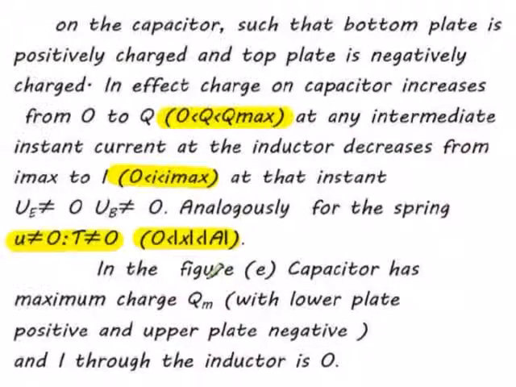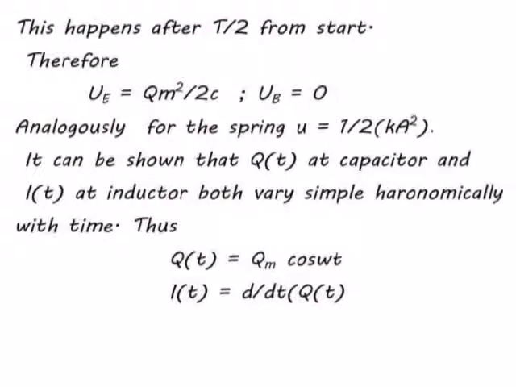Now, in the figure E, the capacitor has maximum charge Qm with lower plate positive and upper plate negative, and the current I through the inductor is 0. UE equals Qm square by 2C and UB equals 0. Analogously, for the spring, U equals half Ka square and T is 0.